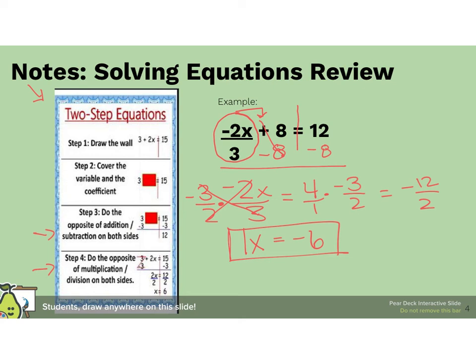So for this problem, the first step was to subtract 8 on both sides. On the exit ticket, the first question is going to ask you what was the first step, and the second question will ask you what is the answer. So just get used to practicing that.